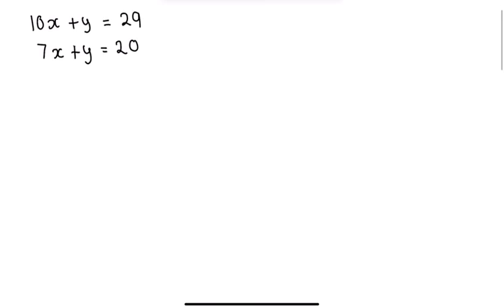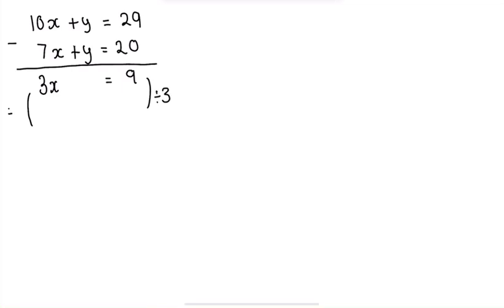Here I've got 10x plus y equals 29 and 7x plus y equals 20. Now this time it's the y's in the middle that are the same. Now they're both positive, so I can just take them away. 10x take away 7x is 3x, y take away y just disappears. And then we've got 29 take away 20, which is 9. Solving that to find out what x is, we can just divide both sides by 3, which means that x is 3. But we're not done there yet.